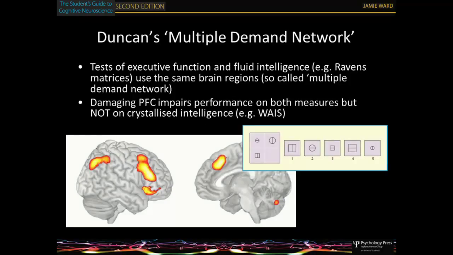And again, this is related to what we think of as intelligence. What we find is that a lot of our tests of executive functioning correlate with more standard tests of intelligence, particularly what we call fluid intelligence, so problem solving. So Raven's matrices, for instance. When you perform Raven's matrices, you activate the same set of regions involved in a lot of executive function tests.